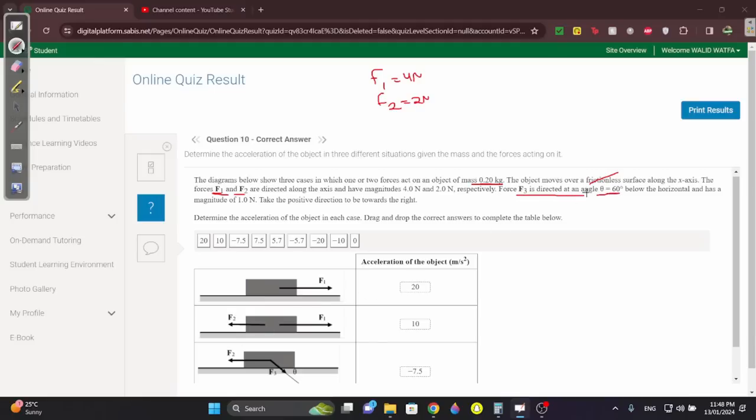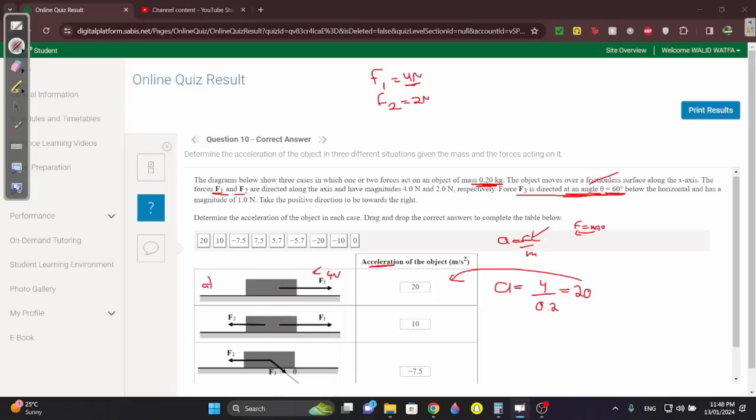Let's forget about F3 for now. Let's solve with F1 and F2, without F3, to find the acceleration. Always remember the acceleration is force divided by mass, because F equals ma. So mass goes to the other side and you get acceleration is force divided by mass. The force in this case is F1, which is 4 newtons. 4 divided by the mass, which is 0.2 kilograms, gives you 20 as your acceleration.